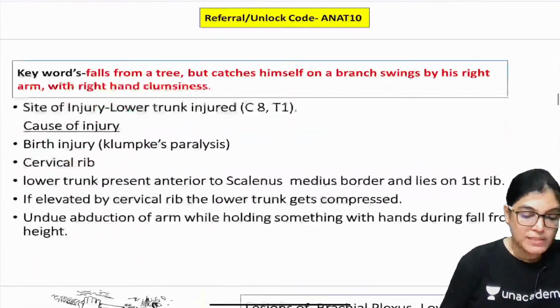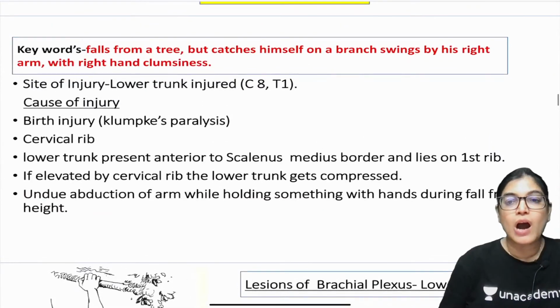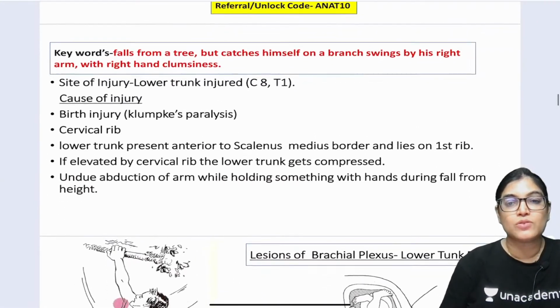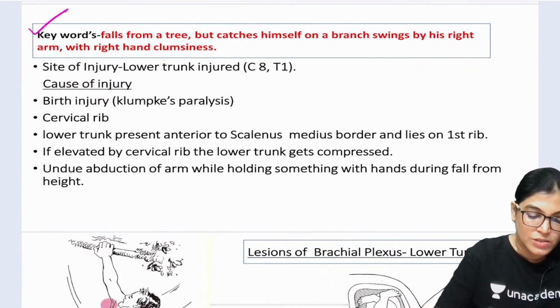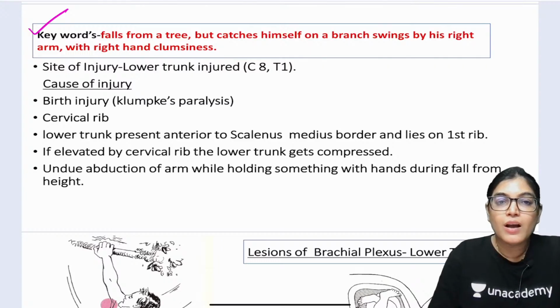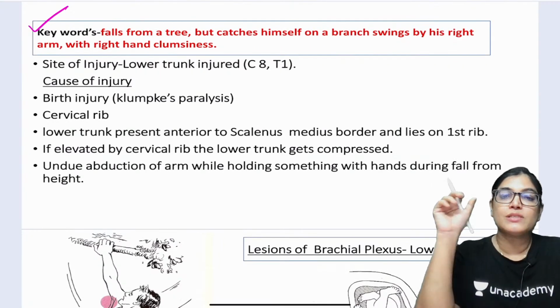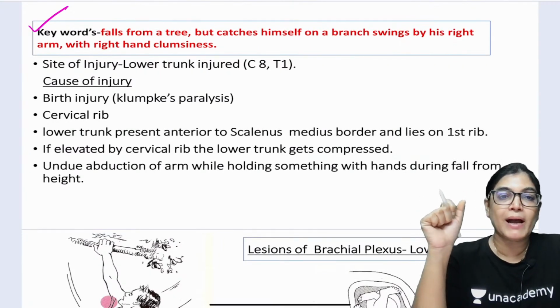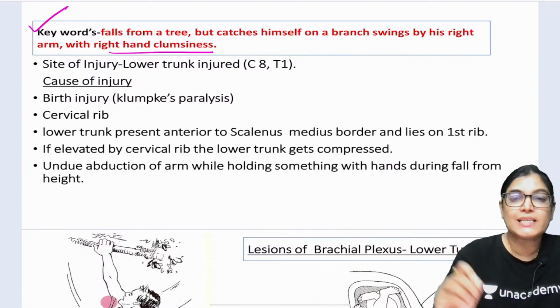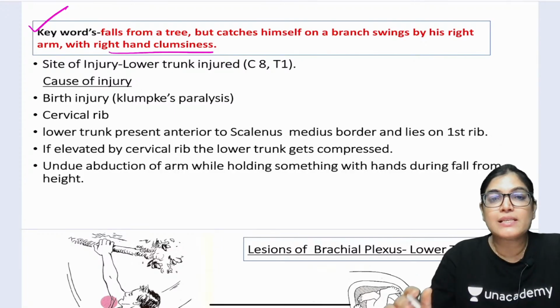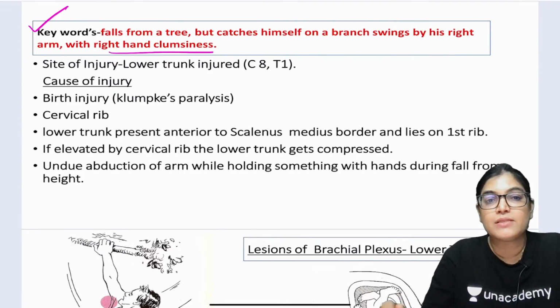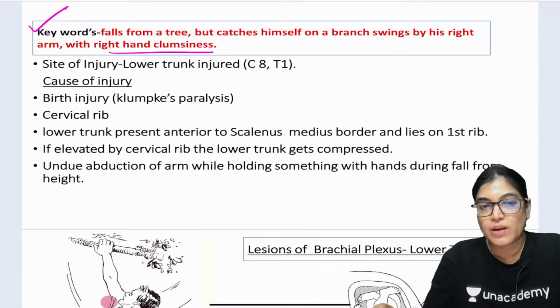So yes, let me tell you the correct answer, the keywords. How are you going to approach this answer? You are going to approach it by the keywords mentioned. The keywords mentioned are fall from a tree but catches himself on a branch, swing by his right arm, with right hand clumsiness. Okay. So this is the mode of injury. This is giving us the clue that the correct answer is lower trunk palsy.